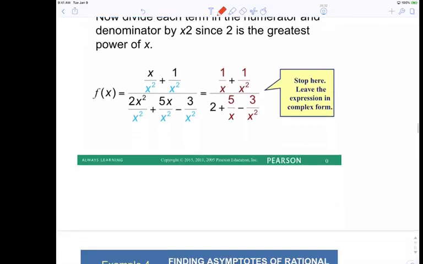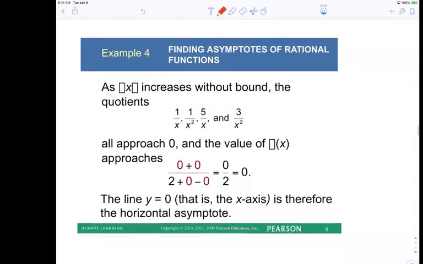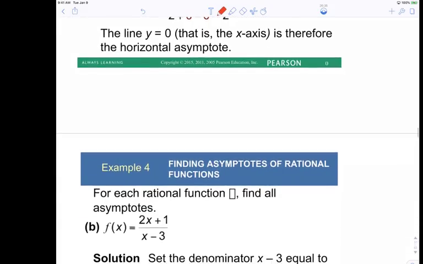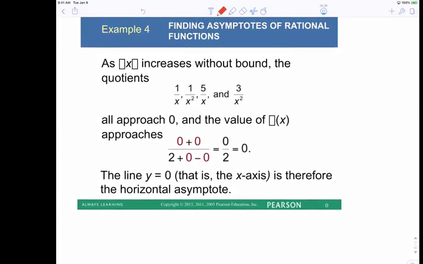Are they doing it like this? Maybe I got it backwards. No, where is it? Yeah, there it is. y equals 0 is the horizontal asymptote. Okay.